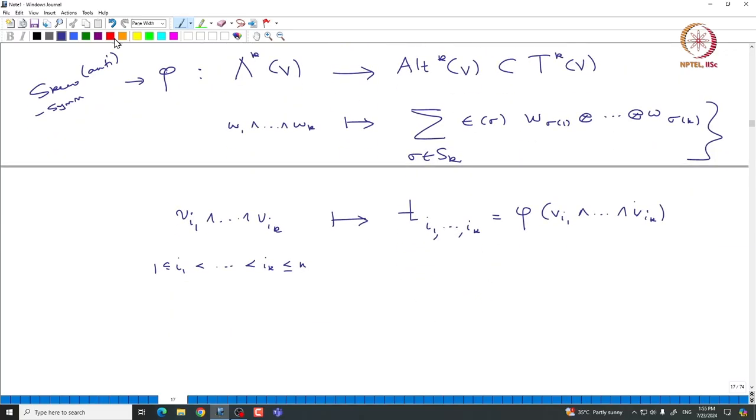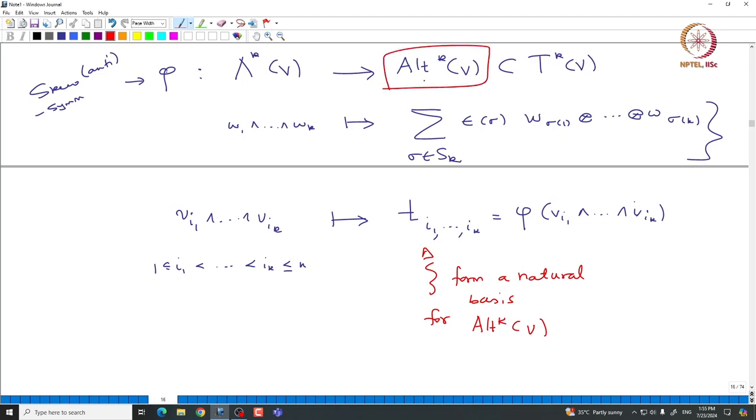Okay, so these elements form a natural basis for Alt^k(V). So this is what is called skew symmetrization, and using that one can get a basis of this Alt^k(V).